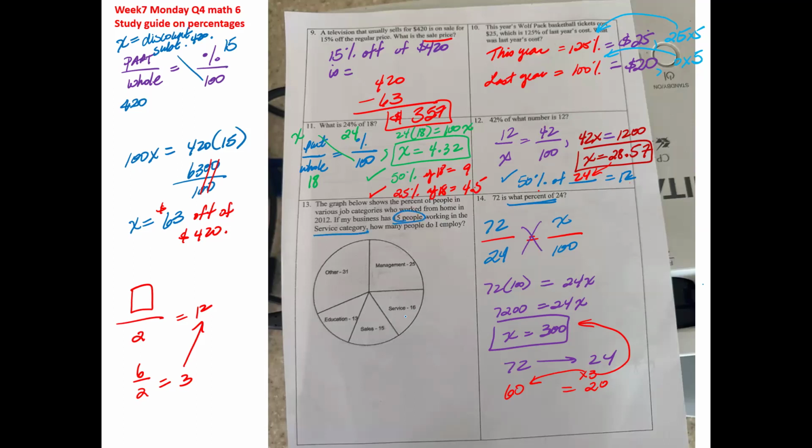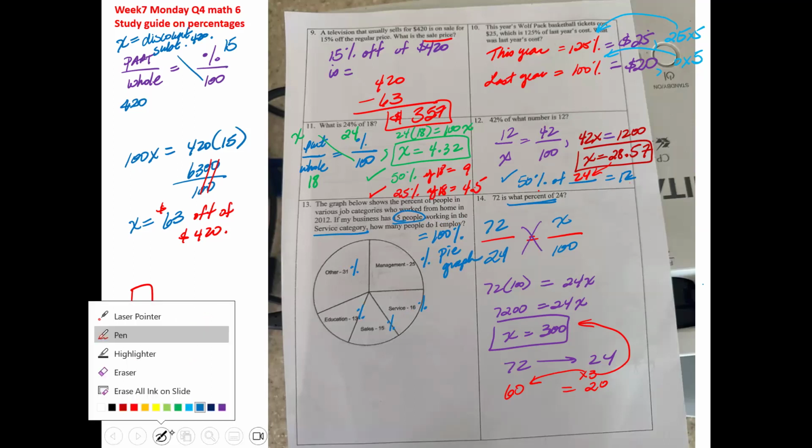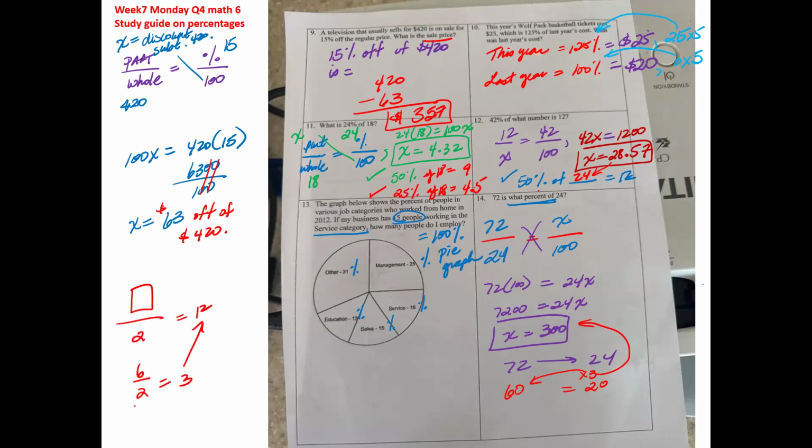The service category. So service is 16%, right? Management is 25%, others 31%, education is 13%, sales is 15%. All of these percentages should add up to 100%, right? Because 100% is basically a pie graph, a whole circle. How many people are working in the service industry? 15 people. N is the number of people. So for service, N is 15.